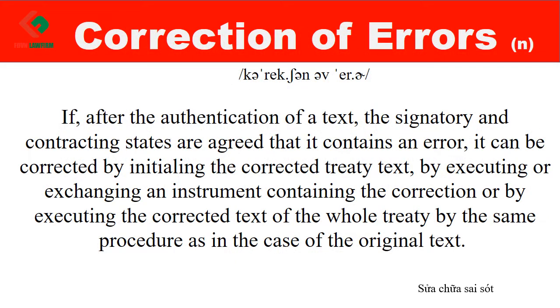Correction of errors. If, after the authentication of a text, the signatory and contracting states are agreed that it contains an error, it can be corrected by initialing the corrected treaty text, by executing or exchanging an instrument containing the correction, or by executing the corrected text of the whole treaty by the same procedure as in the case of the original text.